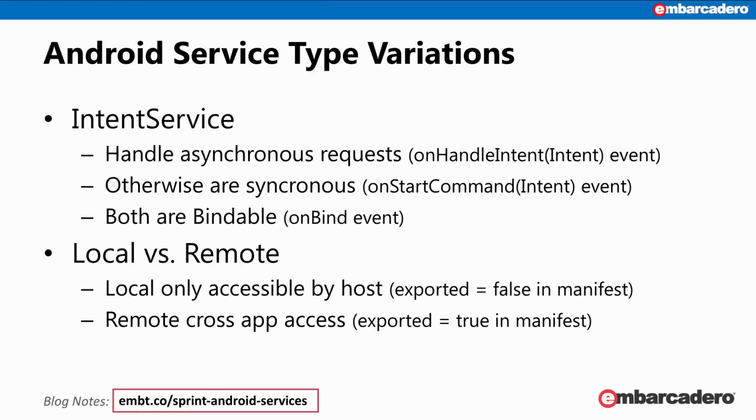Services can either be local or remote. The difference between local and remote is a local service is only accessible by the host. And so in the manifest, it has exported set to false. That means only the host application, the application that contains the service, can access that service. Now that service can still run when the application is not running, but the only application that can talk to it is that application. Whereas remote services can be accessed across multiple apps. So it has exported set to true. And so the host application can talk to the service, as well as other applications on the Android device can also talk to that service.